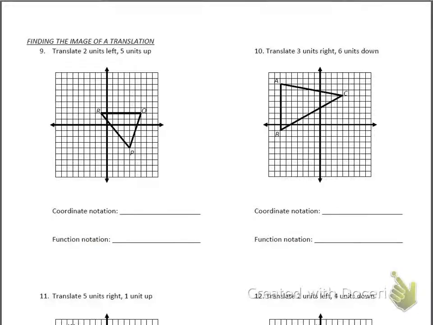So now we're actually going to find the image. They tell us what the rule is. We have triangle PQR, and we want to translate 2 units left, 5 units up. So we're going to go vertex by vertex. I'm going to start with R. I take R and I go 2 units to the left, 5 units up, 1, 2, 3, 4, 5. I put a point there and I label it right away, R prime.